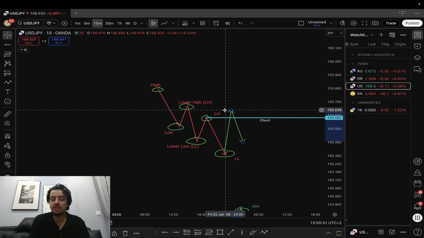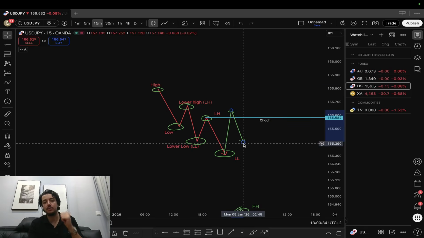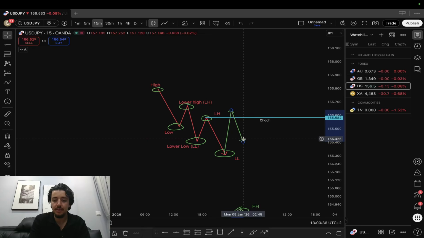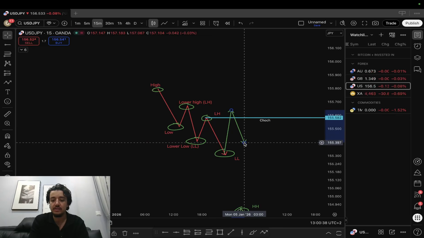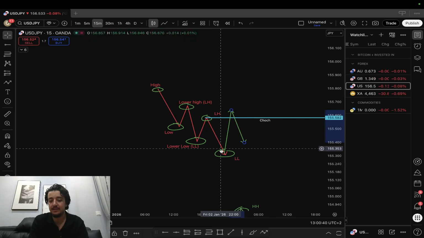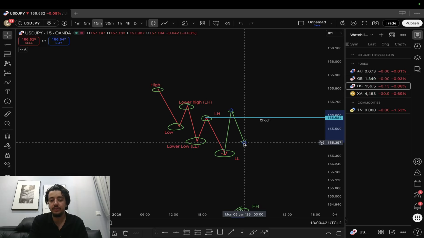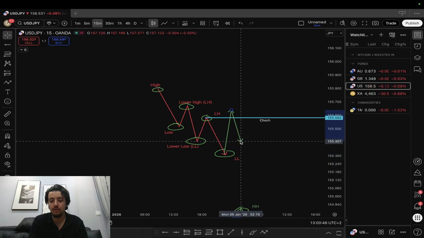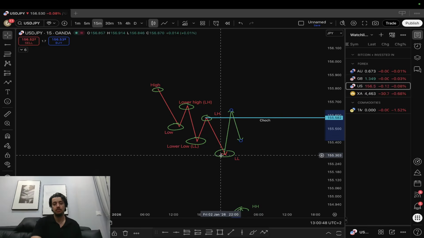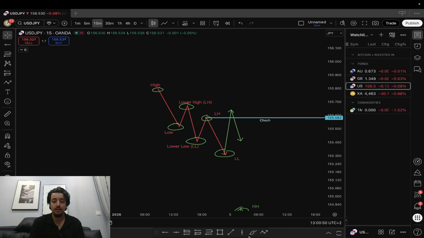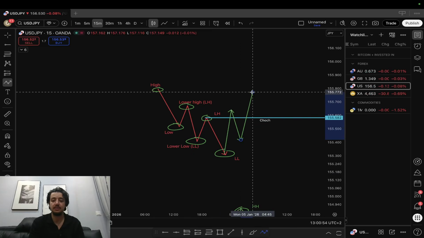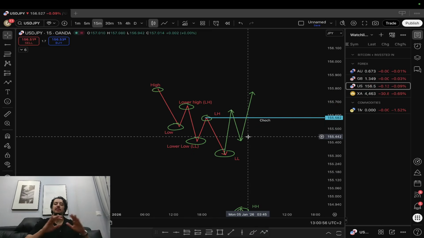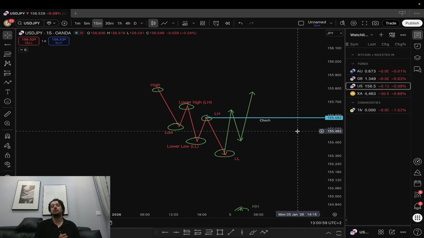So you see how we had the change of character here? Okay, that's step number 1, change of character. Step number 2, in this case, I would want to see the trend respecting this low. So I don't want the candle to break or close below this low. I would like to see it closing above this low. So that would be the second step. And the third step would be breaking this high again. And that's when I would say, okay, now we're in an official uptrend.